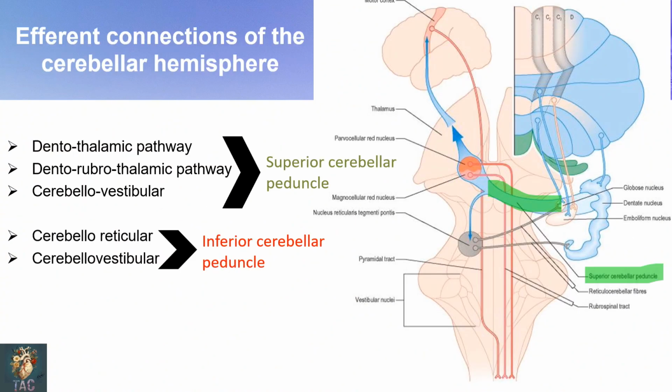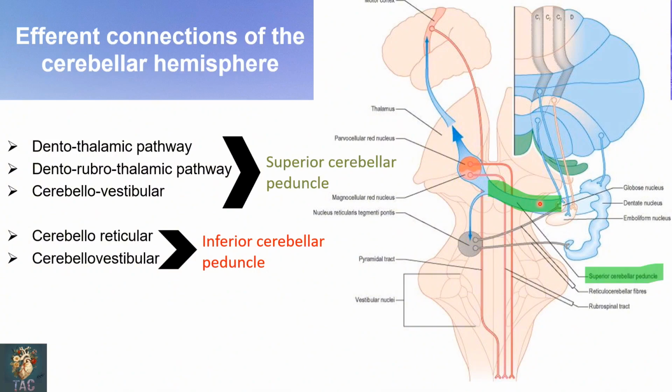Now the efferent fibers which are going from the cerebellum to different areas, these, through the superior cerebellar peduncle, are the dentatothalamic pathway and the dentatorubrothalamic pathway, and also the cerebellovestibular. So here you can see this is the superior cerebellar peduncle.